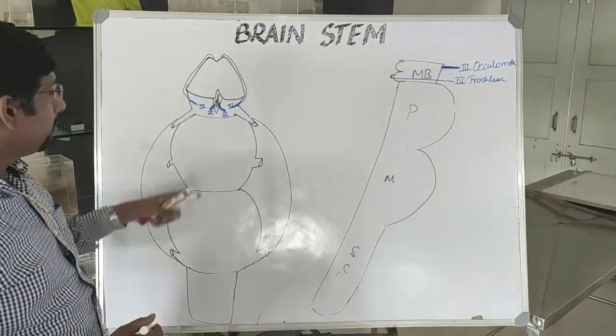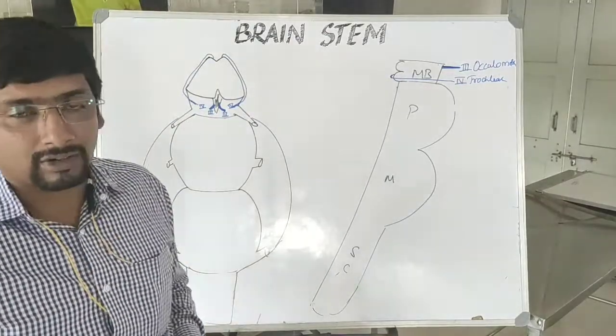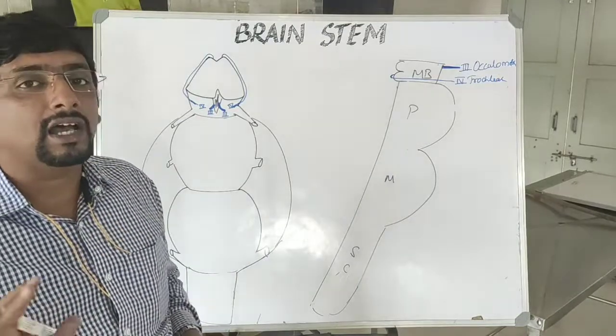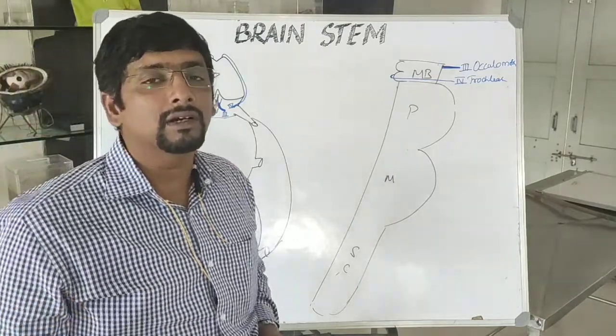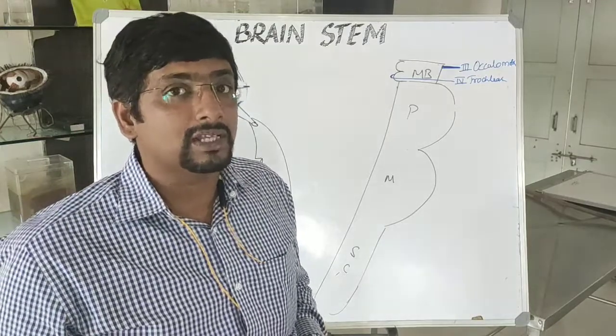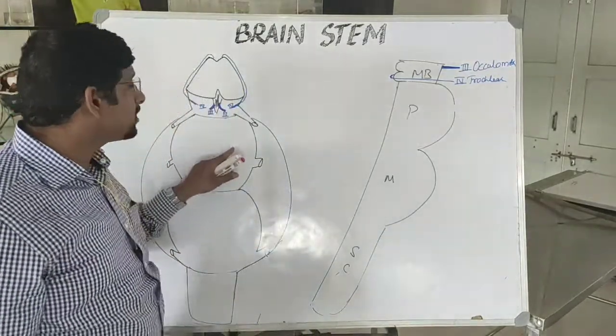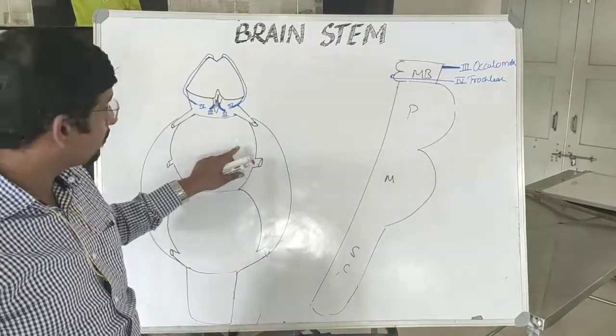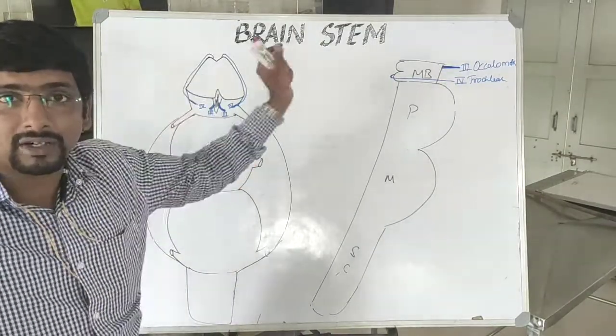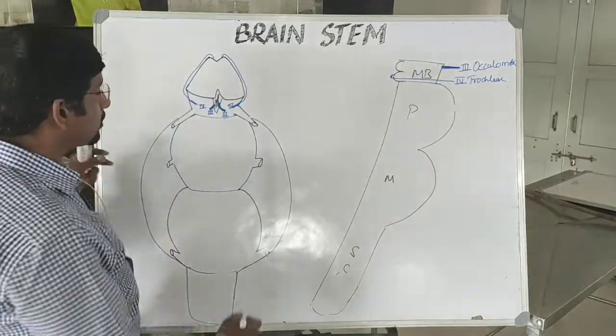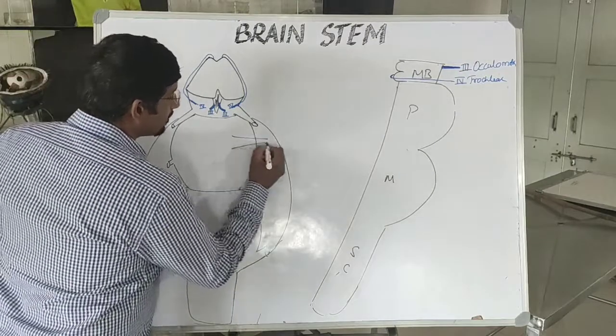Correct. Now we'll see the fifth cranial nerve. The fifth cranial nerve is the largest cranial nerve among these 12 cranial nerves, which arises on the pons, on both anterolateral sides of the pons here. Right? This is a large one.